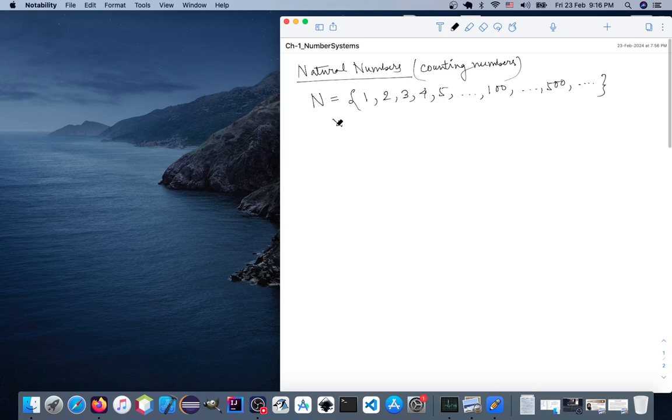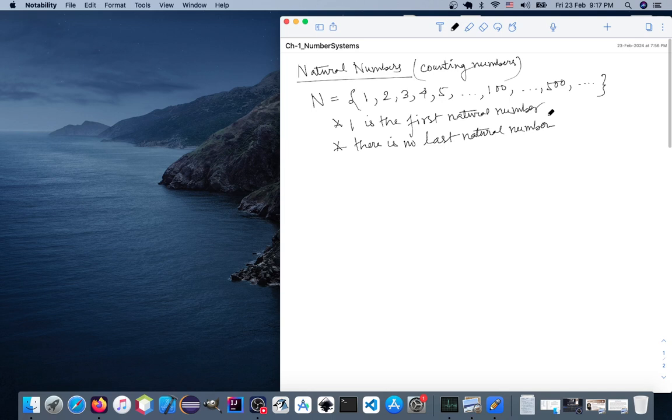So points to remember: 1 is the first natural number, and there is no last natural number. Because the numbers go on, there is an unlimited number of natural numbers, it will go on. So these are the natural numbers.